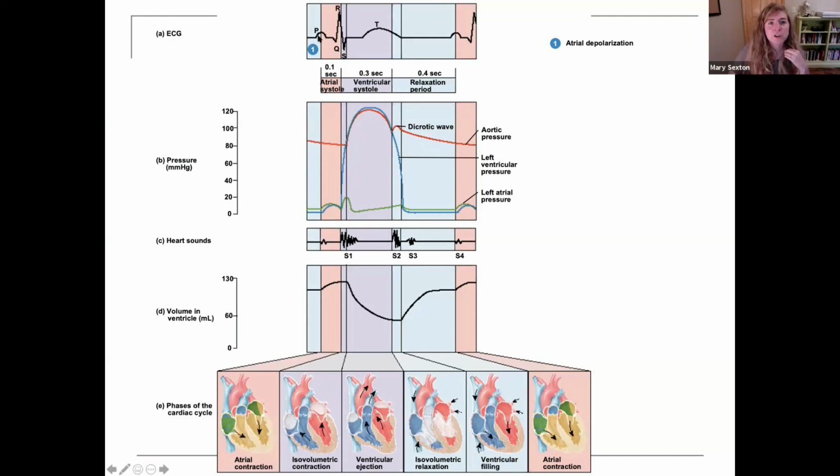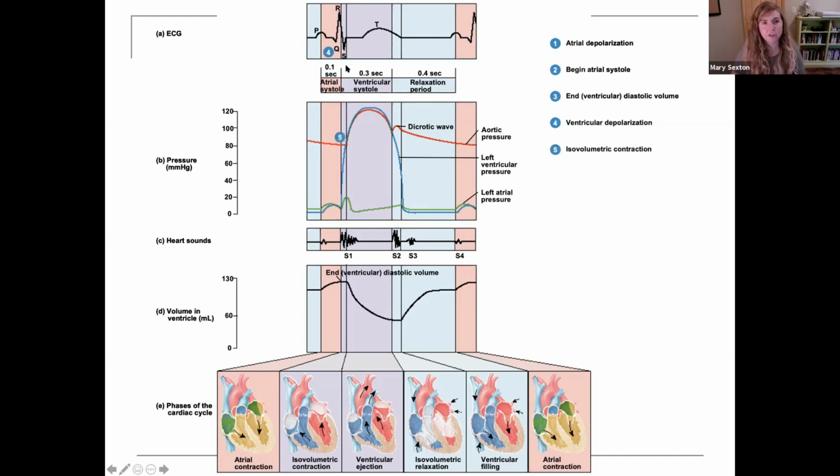So here, we start out with a P wave, atrial depolarization. Our SA node fires and we start to depolarize our atrial fibers. After atrial fibers have depolarized, then we can begin atrial systole, where we see this green line going up in pressure. And then after our atrial systole, we have a full ventricle, so we've got our end diastolic volume. Each ventricle has about 130 milliliters when it's full. Number 4, after we have pumped blood out into our ventricle, now we can start to depolarize our ventricle with our QRS complex.